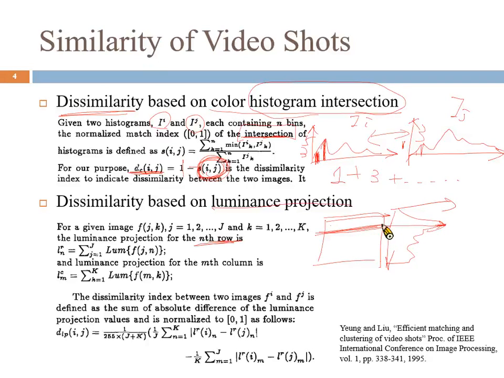Okay, so we can do horizontal projection as well as vertical projection. So we can describe a video frame based on these two projections, and then we can compare two video frames. We can calculate the distance between horizontal projections as well as vertical projections and sum them together to measure the distance between two video frames.